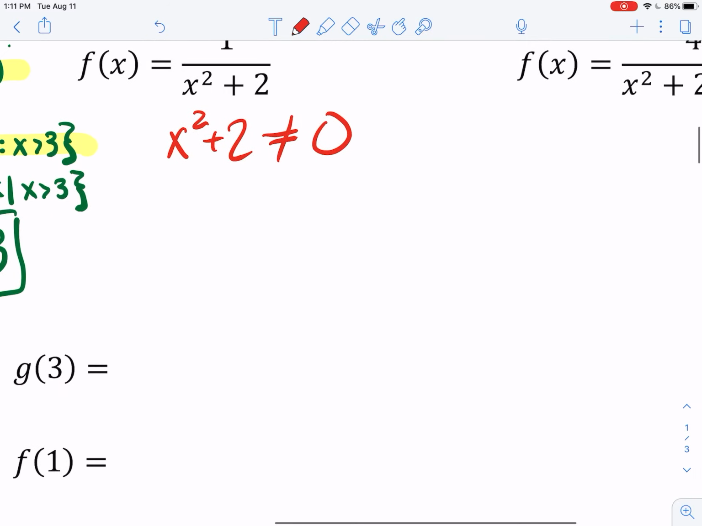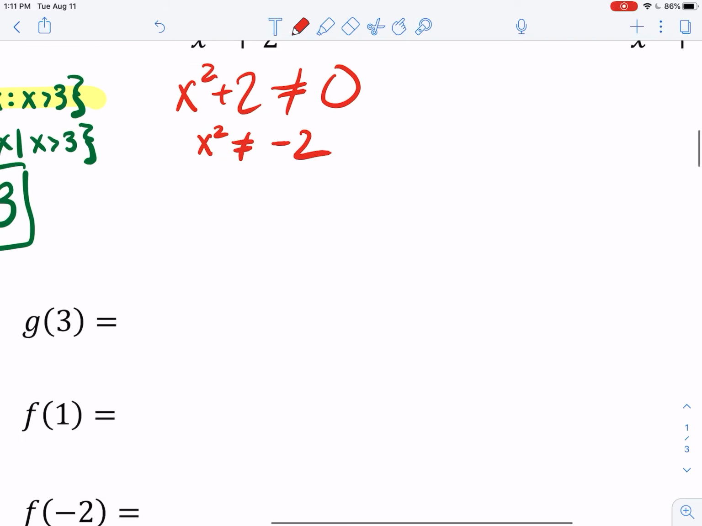Well, okay, so that means that x squared cannot equal negative 2. The good news is that whatever real number I plug in for x will always give me a positive number or 0. It can never give me a negative. Another way to think of this is that x can't be equal to plus or minus the square root of negative 2. Well, this is non-real.